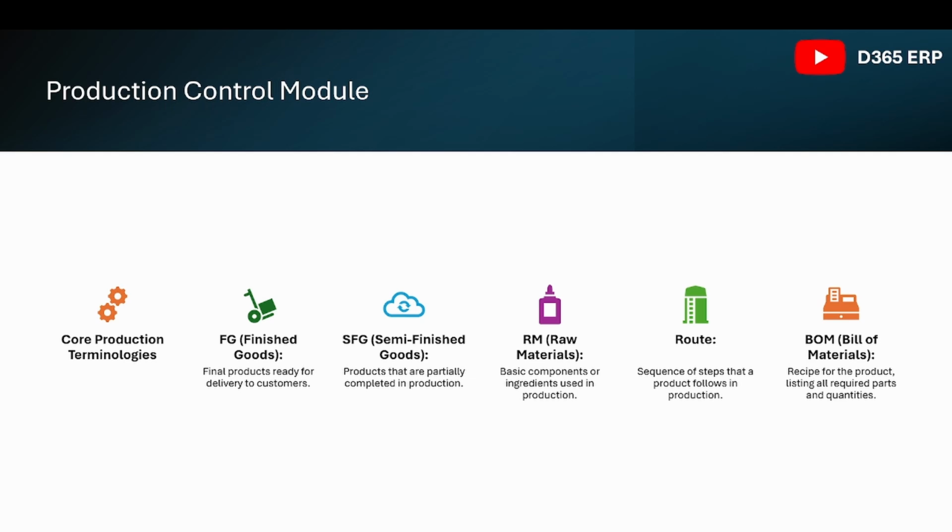Then we have the raw material. These are the basic components or ingredients that start the production process, like wood for furniture or steel for the car. Like so, raw materials are the building blocks for everything we produce.